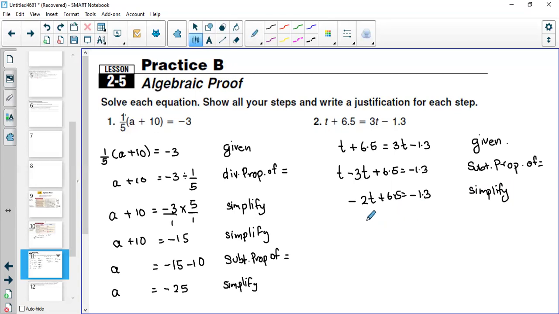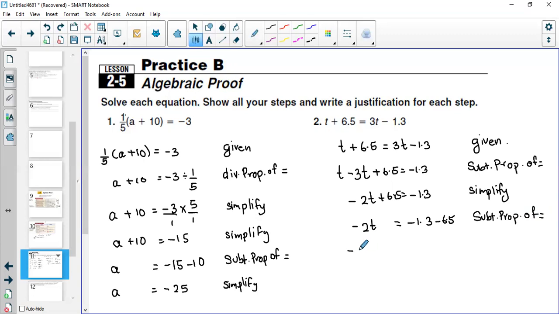Now I'm going to do the next thing. What am I going to do? I'll move this to the other side. So what happens is this step becomes negative 2t equals negative 1.3 minus 6.5. Because it's positive on this side, it becomes negative here. What did we just do? We just subtracted again. So again it becomes subtraction property of equality, right?